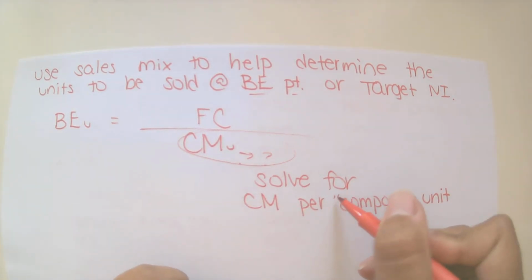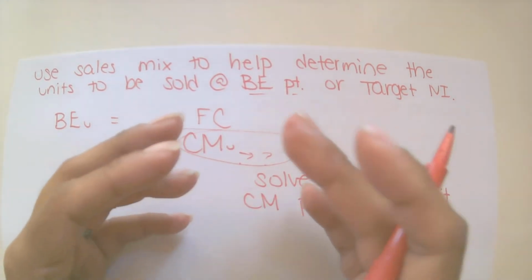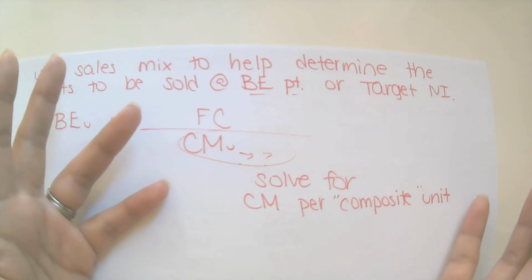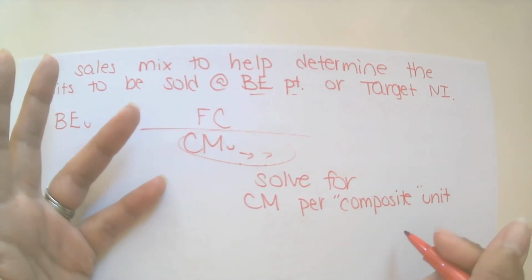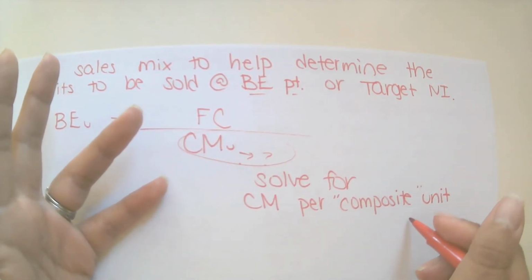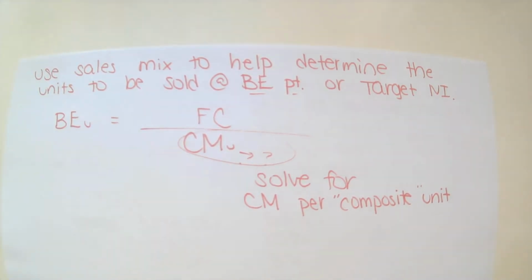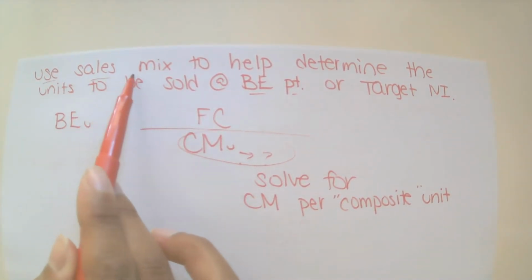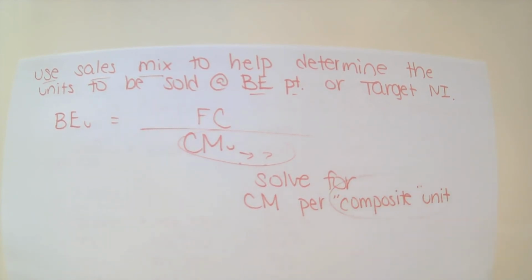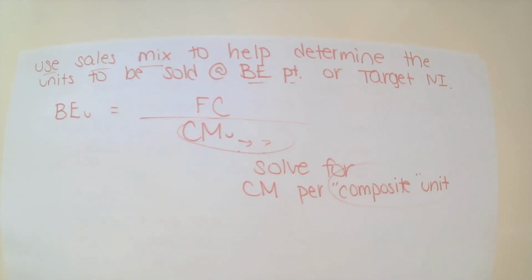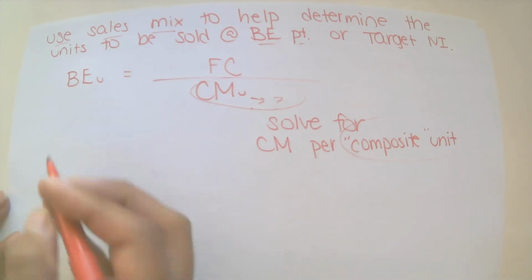So one term for that is a composite unit. So it's a unit made up of all the different items they sell. Other books will call that the weighted average contribution margin per unit. Same thing. Okay, so we're going to use the sales mix to help us determine the composite unit. Let me give you the formula for that.